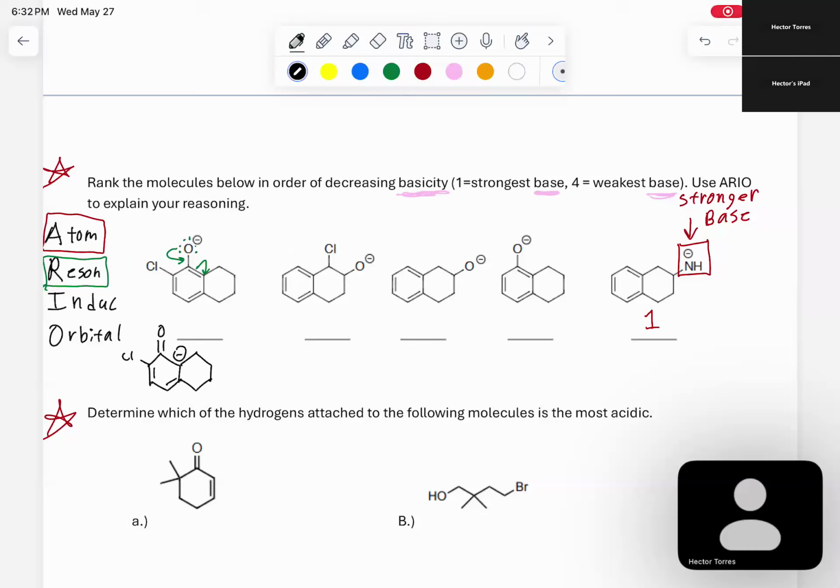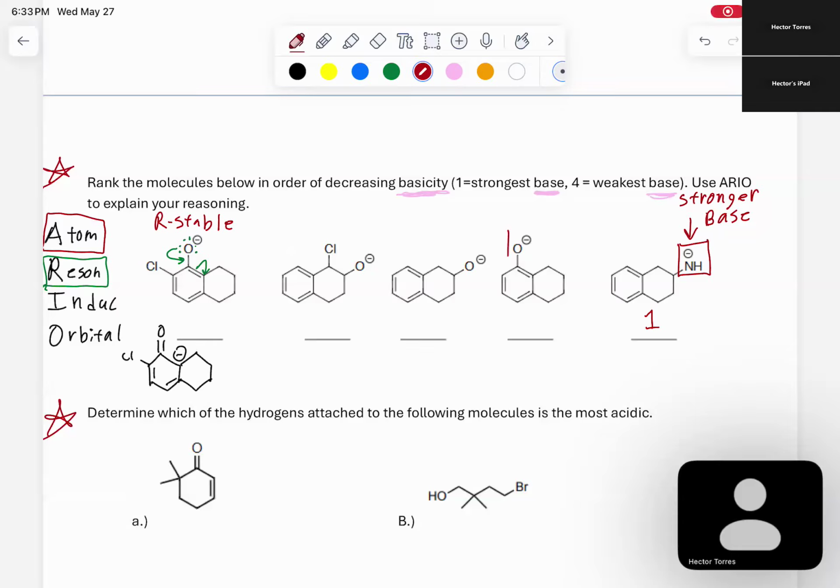We can see that this molecule does have resonance, so let's keep that in mind. Resonance helps to stabilize this one. This one is actually going to be more stable because it has resonance. Remember, for a base, we want it to be less stable, that way it needs that hydrogen more and is going to be a stronger base. So this one is very stable. Here, we'll put resonance stabilized. Now let's see if any of the other ones have resonance.